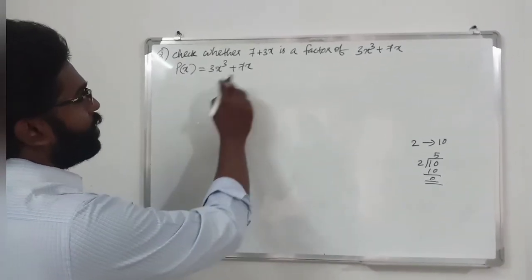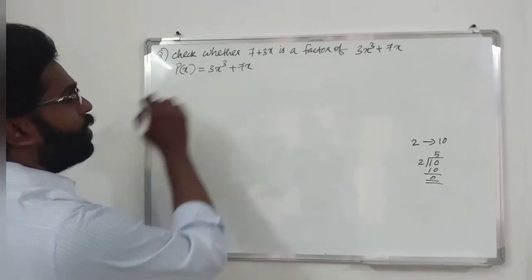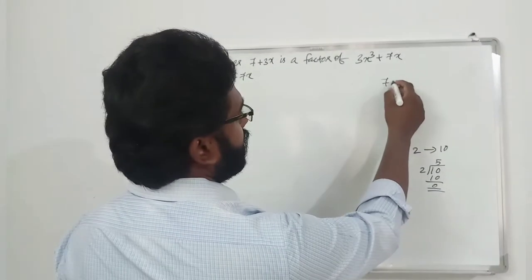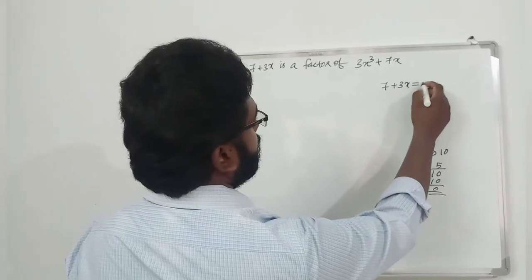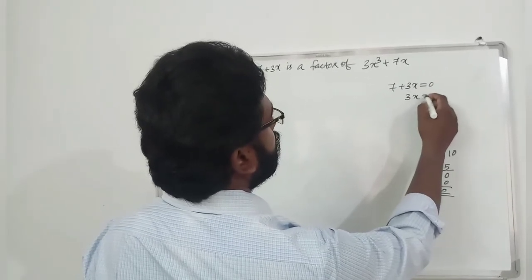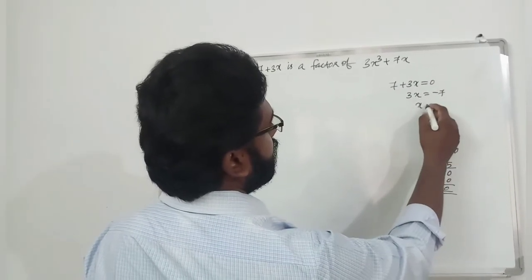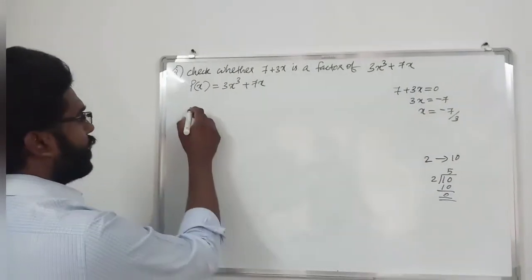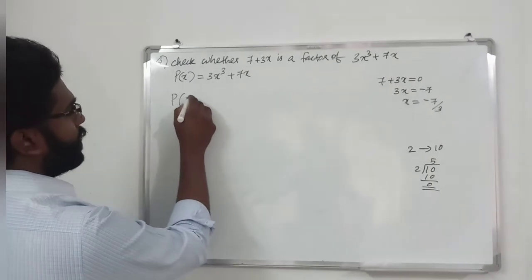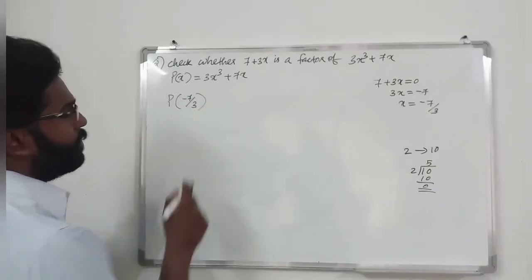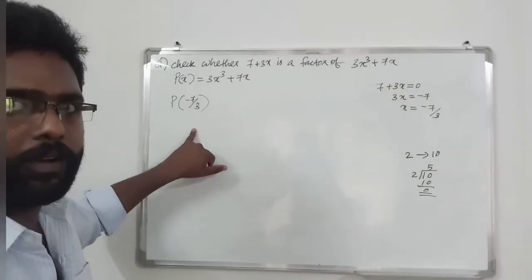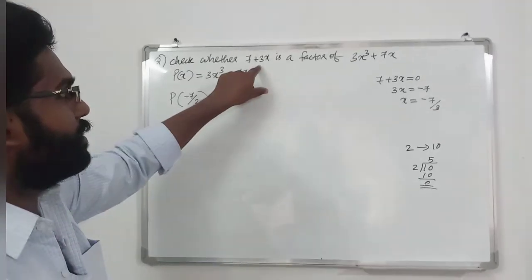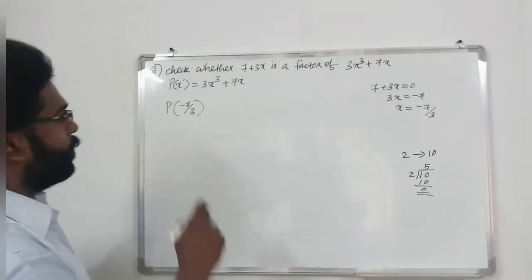To find the remainder, we put the value of x in this polynomial. Here 7 plus 3x, 3x equal to minus 7, x equal to minus 7 by 3. We can find the remainder p of minus 7 by 3. If p of minus 7 by 3 is 0, we say that this polynomial is a factor of this polynomial.